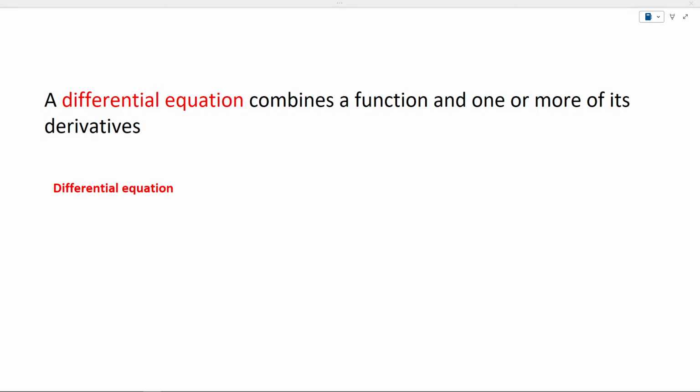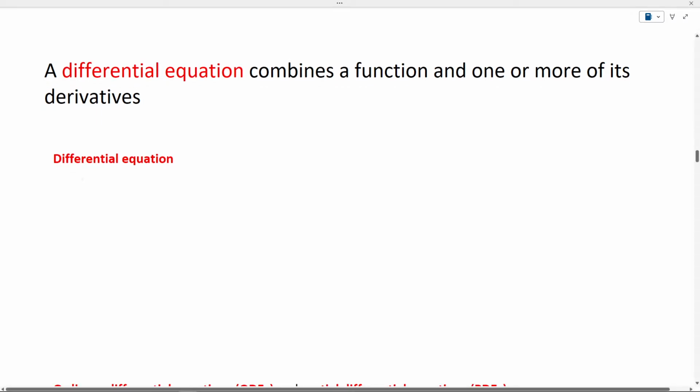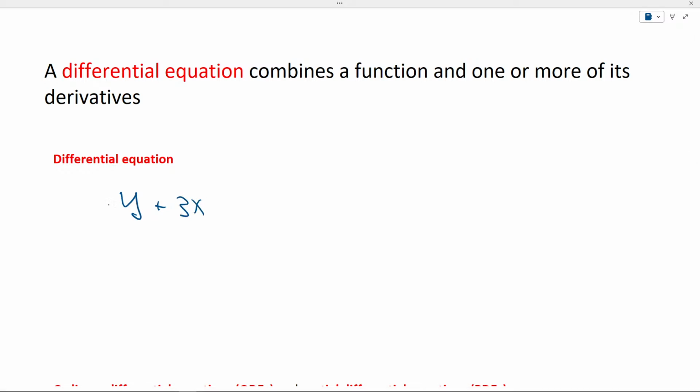means that you have a combination of a function and one or more of its derivatives. So let's say I have a function y here, plus 3x is equal to dy over dx. Here I have y as a function of x. So this is my function. It's combined with one of its derivatives. That is its derivative. So here, this is called a differential equation.